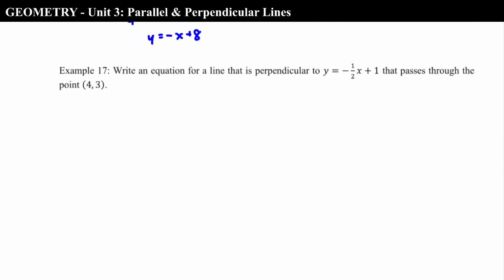All right, example 17. We're going to write an equation for a line that is perpendicular. So first we need to know what is the perpendicular slope. Well, the perpendicular slope is the negative reciprocal, so it's going to be positive, and it's going to be the inverse, so our perpendicular slope is 2. This point certainly is not a y-intercept, so our method will be to use the point-slope form.